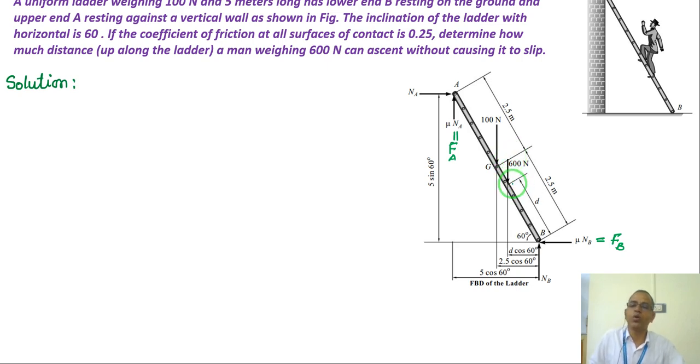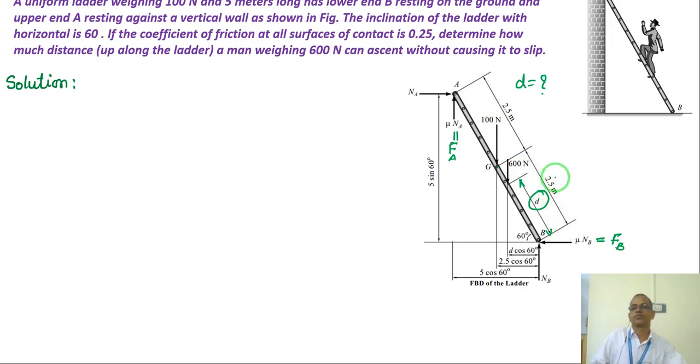But we don't know at what height he is climbing, at what point he will fall down. So I will take D as the distance up to which he may climb, after that he will fall down. So I need to find out this D, right? I need to find out this D. Since the ladder length is given as 5 meter, the ladder weight is acting at the middle, which is 2.5 meter from the top and 2.5 meter from the ground.